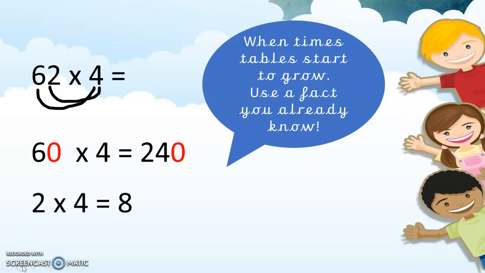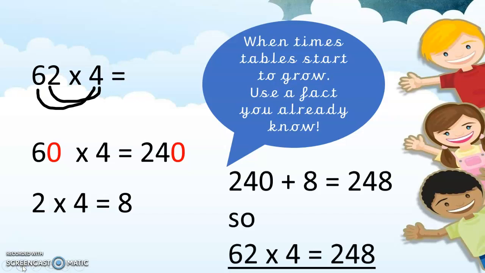Next times table I can see is 2 times 4. Easy. 8. What's the last stage? That's right, we add them together. 240 add 8 is 248. So 62 times 4 is 248. Wow, what a big number. We are getting clever.